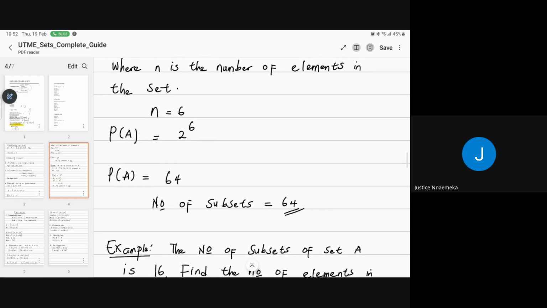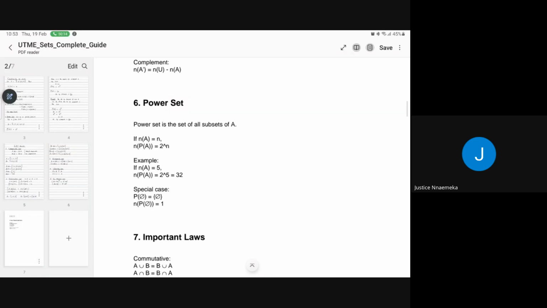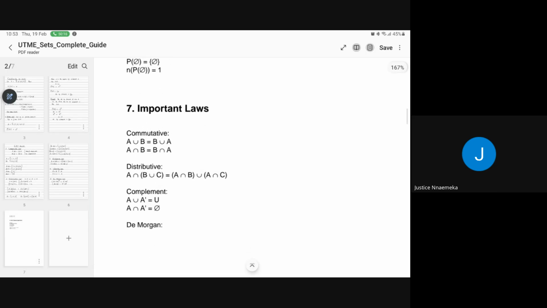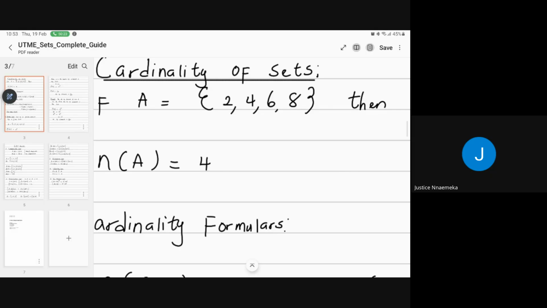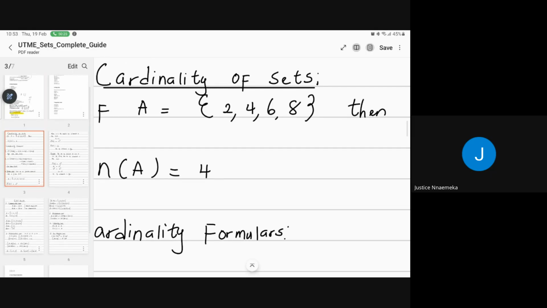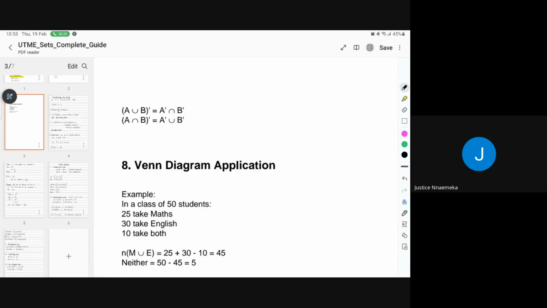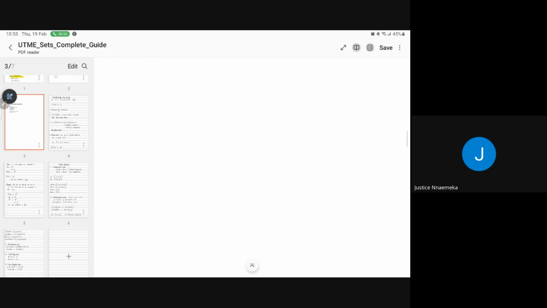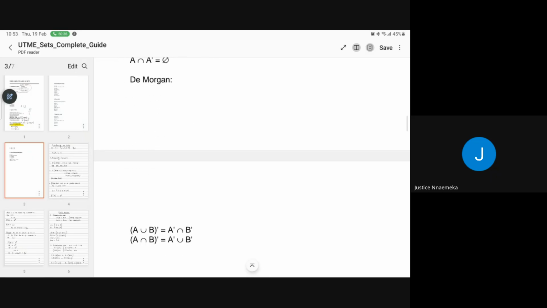So if you have any past questions with you, we can get our hands dirty with that. But in the absence of that, I think you can go ahead and apply everything we've done in all of these things. So I've looked at the important laws, even here, commutative, distributive. I have even complement here. Then I have De Morgan's law. Let me bring it up a bit. I have De Morgan's law as well. De Morgan's law is here. So all of those laws are key things that we need to know right there.